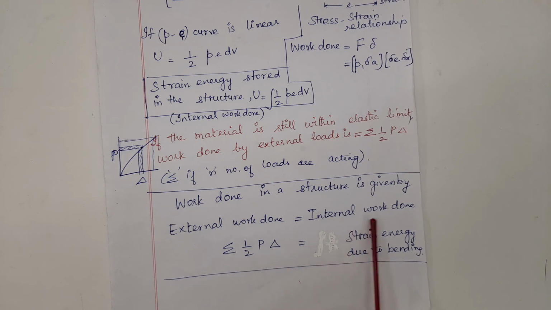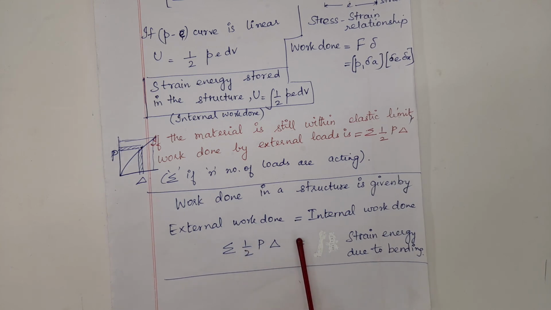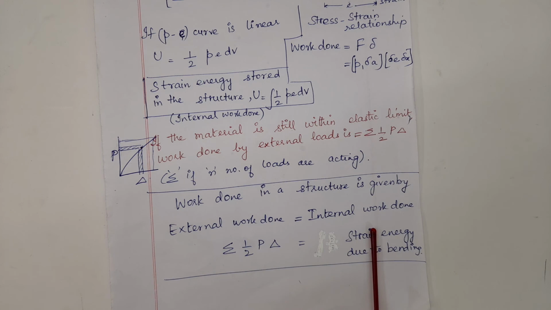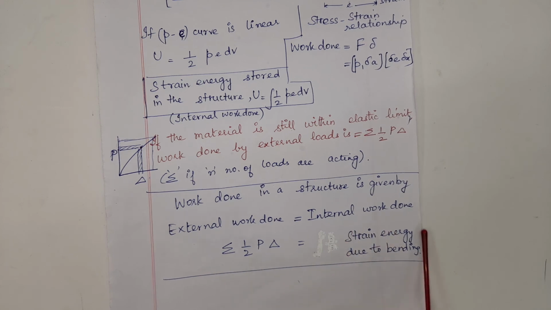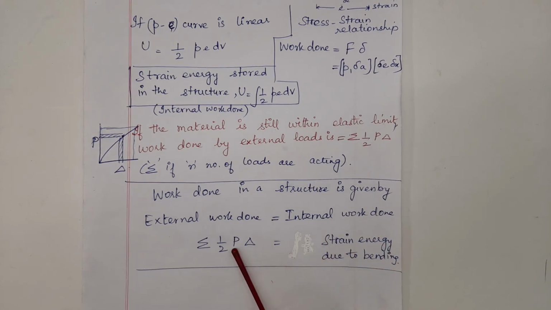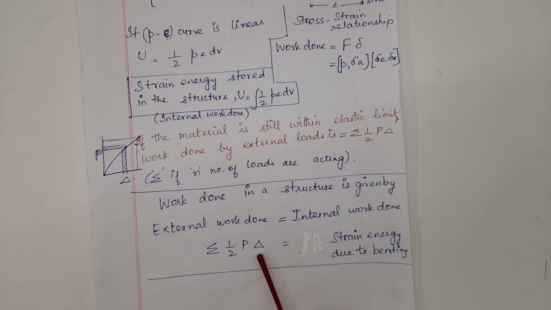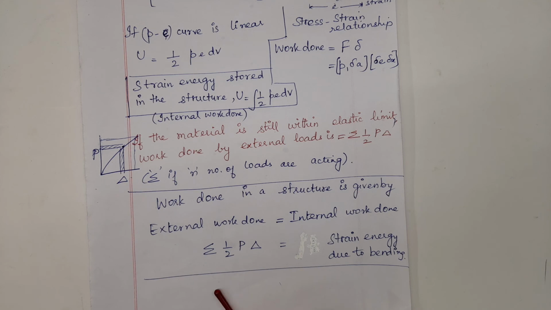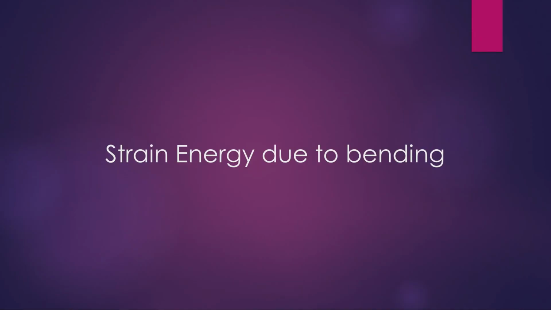And internal work done will be the strain energy due to bending. So external work done should be equated to internal work done. So now we'll find what is the strain energy due to bending and equate that with external work done to find what is the deflection. So here by the strain energy or energy methods, our main aim is to find deflection and rotation for beams and rigid plane frames. Let us see the strain energy due to bending.